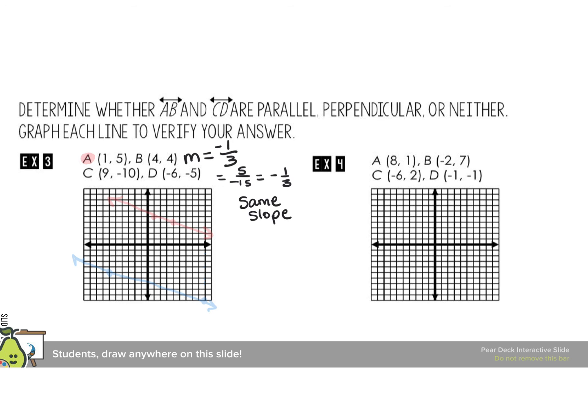Pause the video here, complete that example, and then check your work. So we can see on this slide that these lines are also parallel.